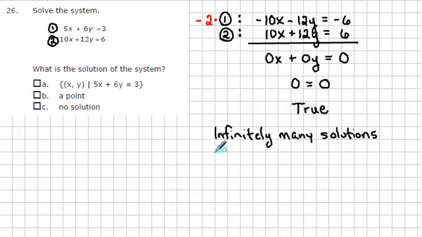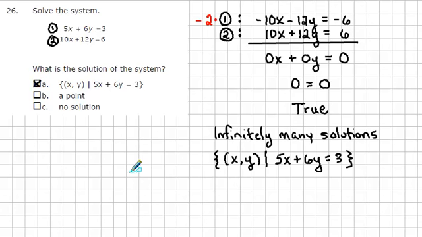And the way that we write the solution set is we say it's the set of the ordered pairs x, y such that those ordered pairs satisfy one of the two equations. And the first equation appears to be a little bit simpler than the second one. So we'll write down the equation of the first line, which is 5x plus 6y is equal to 3. So A is our correct answer.